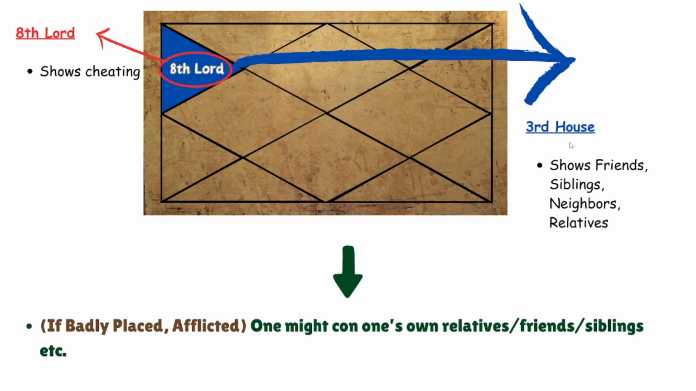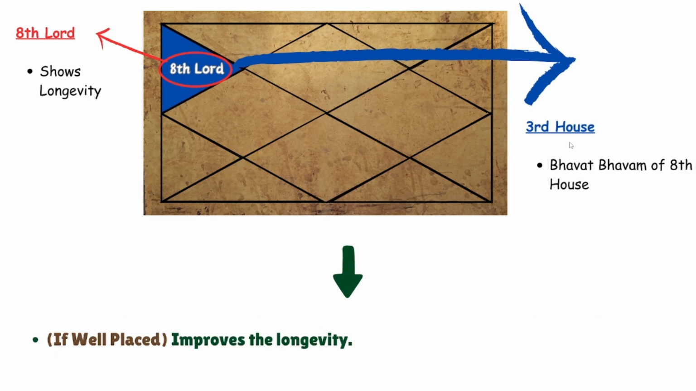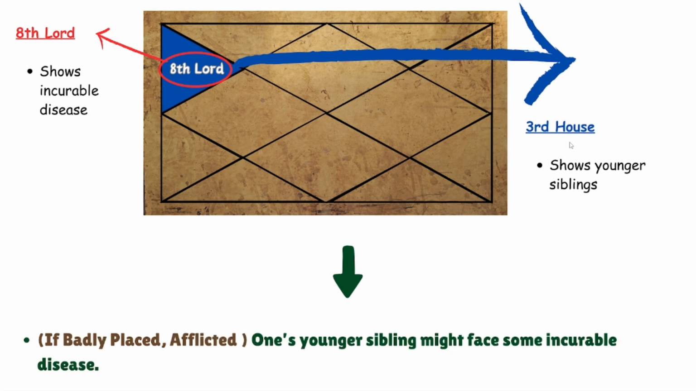Eighth lord shows longevity, and third house is a bhavat bhavam of eighth house, as we already discussed. If it is well placed, it is going to improve the longevity of the person. Eighth lord shows incurable diseases, and third house is a house of younger siblings.